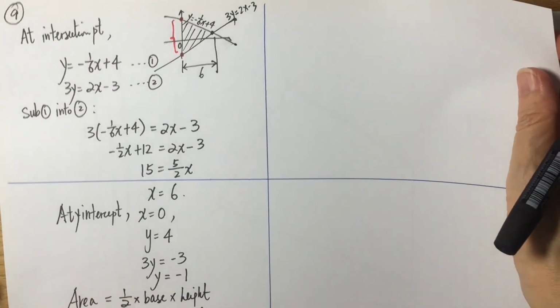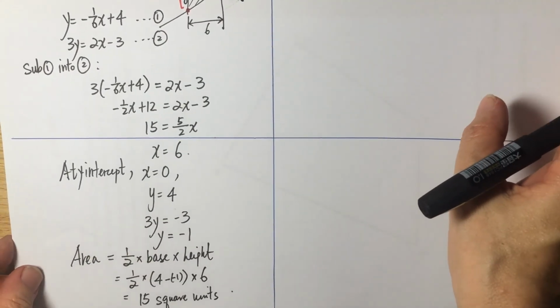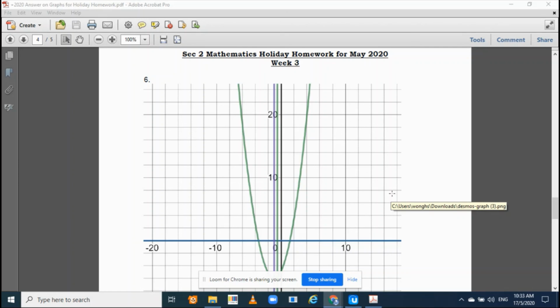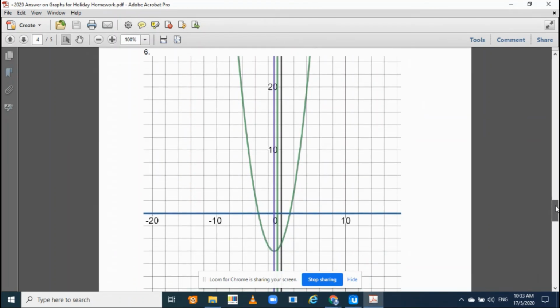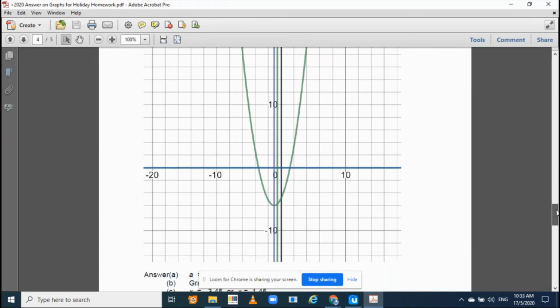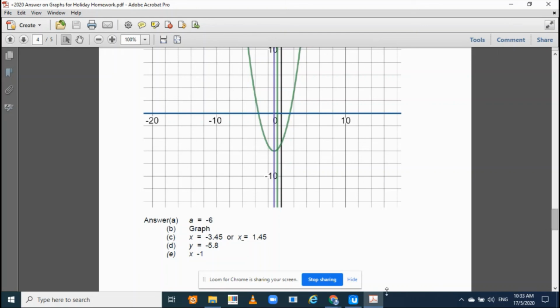Question 10. Question 6, answer. You should get a better graph because if you follow the scale in the question, it is a better scale. So you should draw a better graph. The answers.